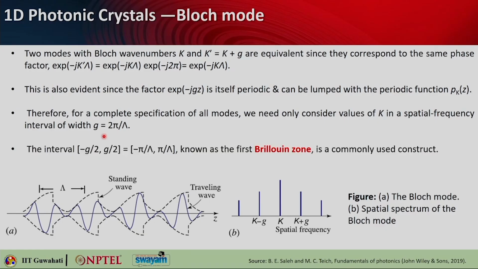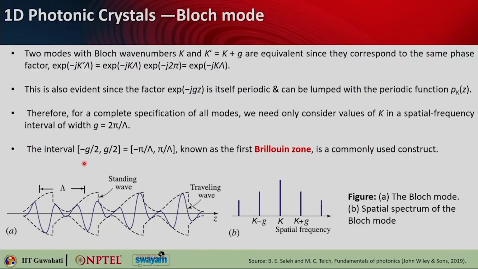So, if you consider only this width, that will tell you about all the special frequencies, because whatever is happening here is getting repeated in all other intervals which are also periodic. So, if you take the interval from minus G by 2 to G by 2, this is a special frequency interval, or you can say that this is minus pi over capital lambda to pi over capital lambda. We can identify that as the first Brillouin zone.